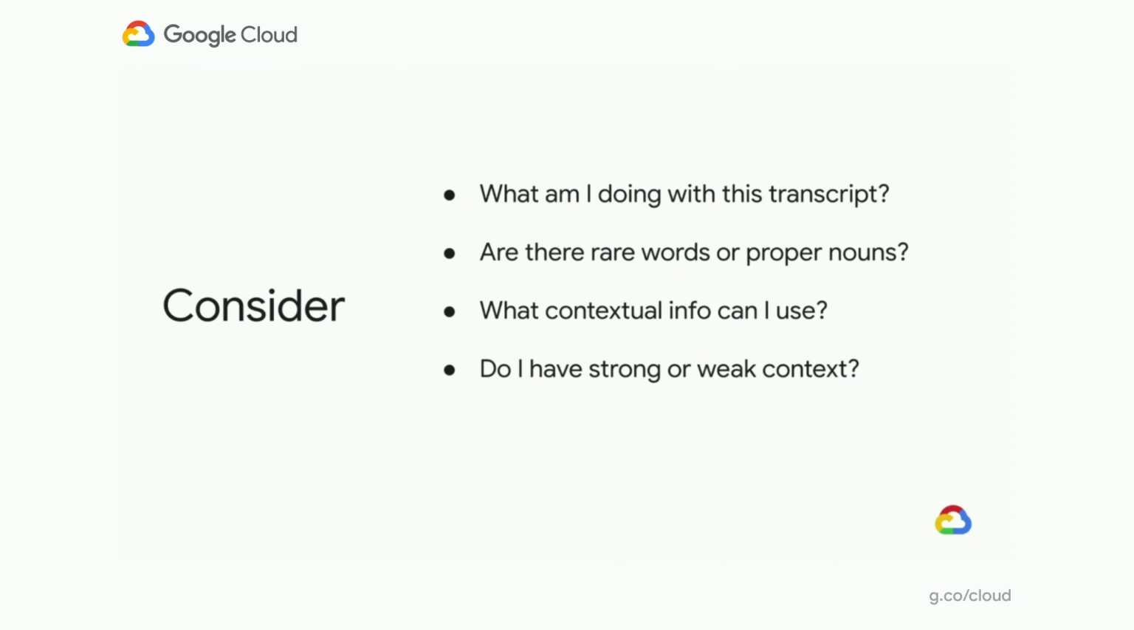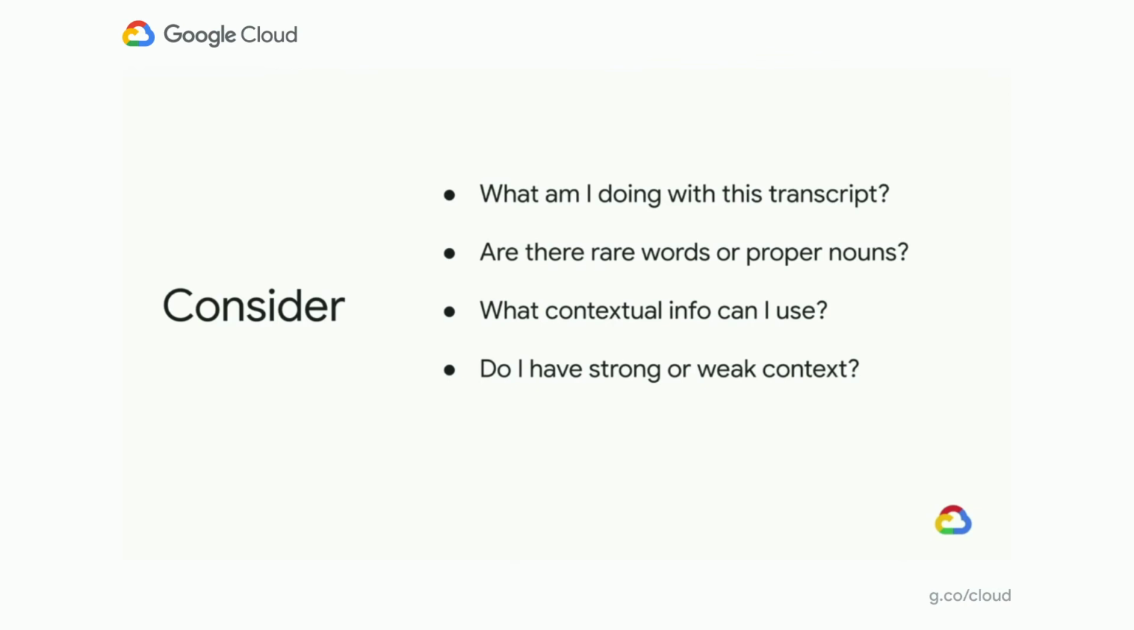The next is, what contextual information can I use? So this is, what external information outside of the audio itself can I use to figure out what the person might be talking about? So examples of this would be context or state in a chatbot application. Maybe you have user history, so you know the types of queries that the user usually makes, and you can use that to help increase accuracy on future queries.